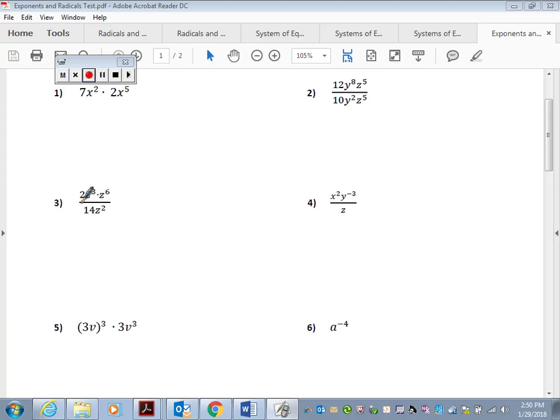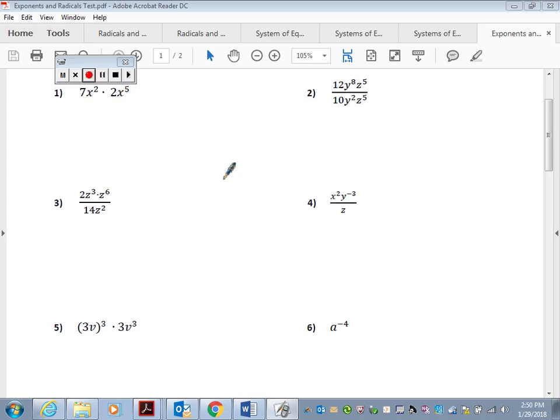Number 3, we can multiply these two. There's an invisible 1 in front of that z. 2 times 1 is 2. Z to the 3rd times z to the 6th, we add, there's 2z to the 9th over 14z squared. There's more to do because I can simplify 2 over 14 to 1 over 7, and then z to the 9th over z to the 2nd. Subtract because that's division. That would be z to the 7th. And then since I only have that 1 in front, it would be best to erase it. There's your answer, z to the 7th over 7.